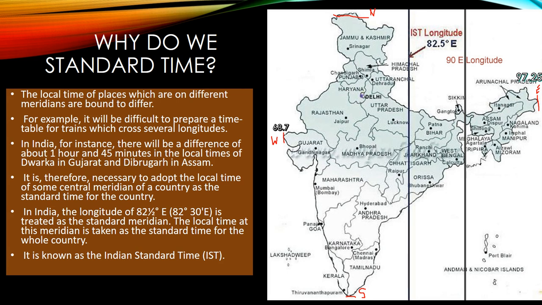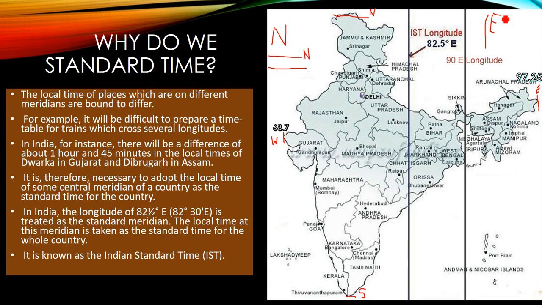Now you should notice one thing. Complete India is in the northern hemisphere, right? We are in the northern hemisphere. So all the latitudes will be in north direction. And we are in the eastern hemisphere. We are to the east side of 0 degree longitude, that is the prime meridian. So all the longitudes will be in east direction. Now these are the basic things that you should know.